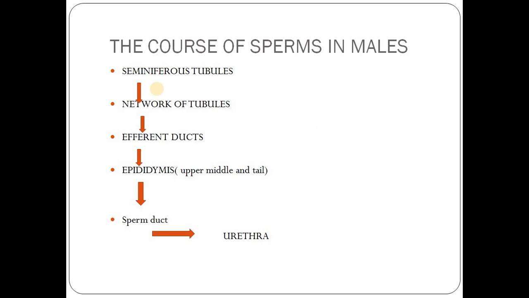From that network, you can see that there were 12 to 14 ducts arising. So the sperms will pass through those efferent ducts. Those 12 to 14 ducts are known as efferent ducts, and from the efferent ducts it is sent to the epididymis, first to the upper end, then to the middle, then to the tail part of the epididymis, from where it joins the sperm duct, which I showed you. It's also known as the vasa deferens, and then finally passes through the urethra.